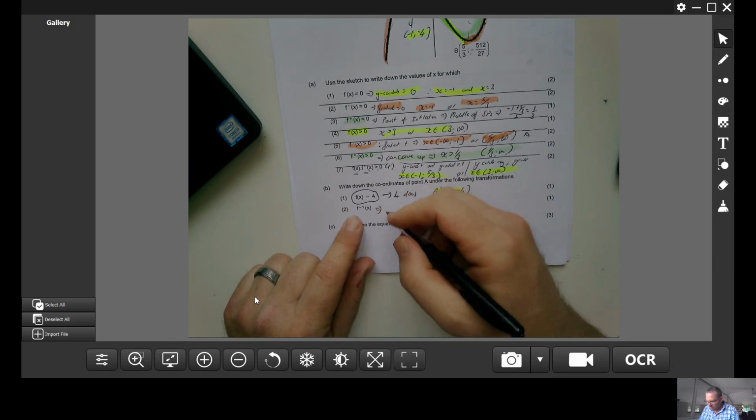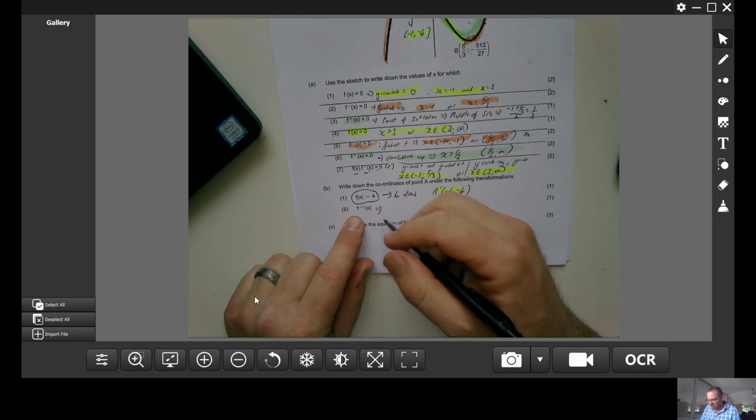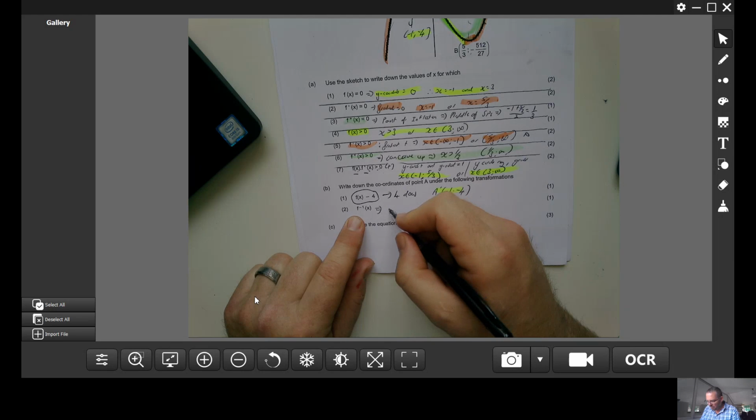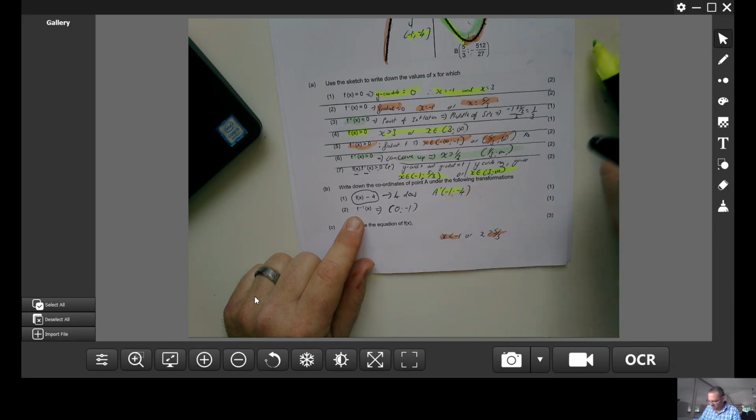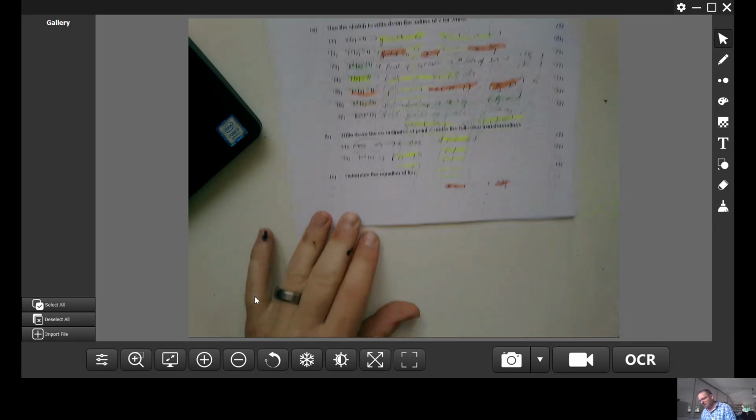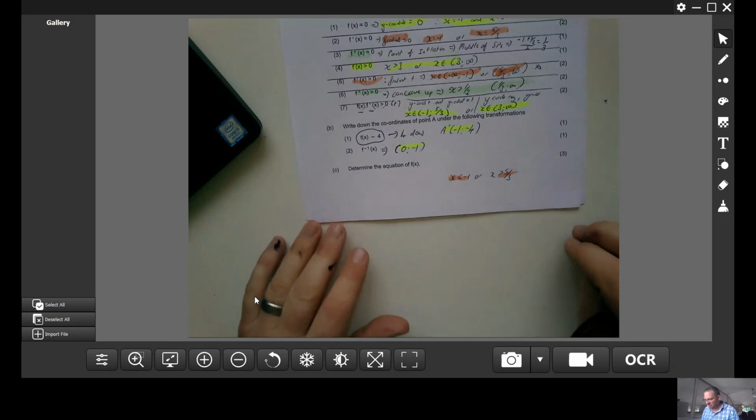Here means it's the inverted point. Okay, on the inverse, what do we do? We swap the coordinates around. So on the inverse, the coordinates of A, instead of being -1, 0 will be 0, -1. That'll be your inverse. Okay, right, and the last one, determine the equation of this graph.